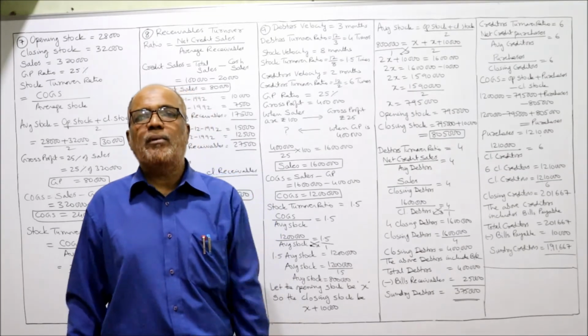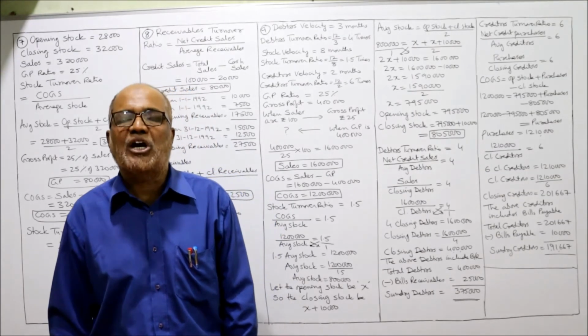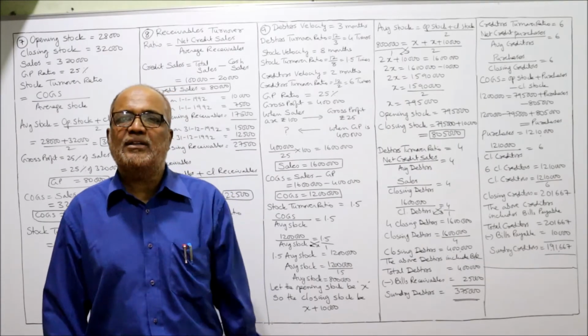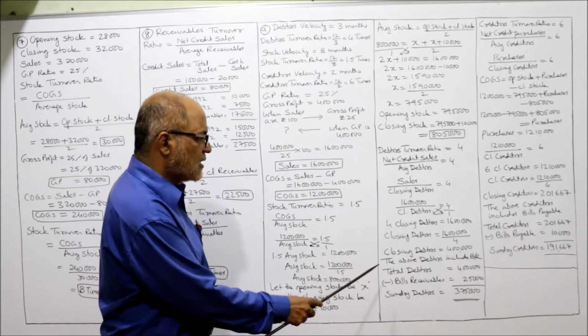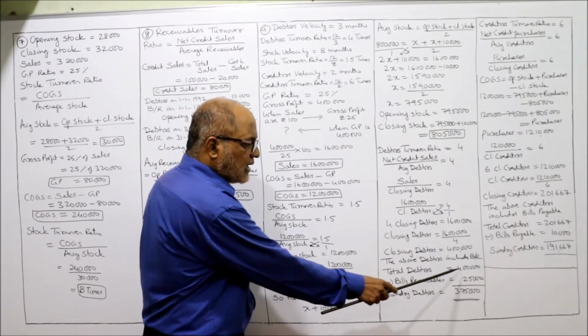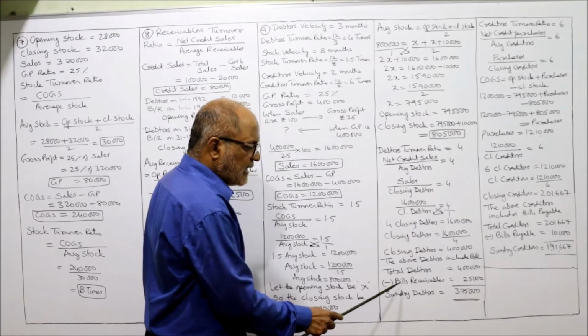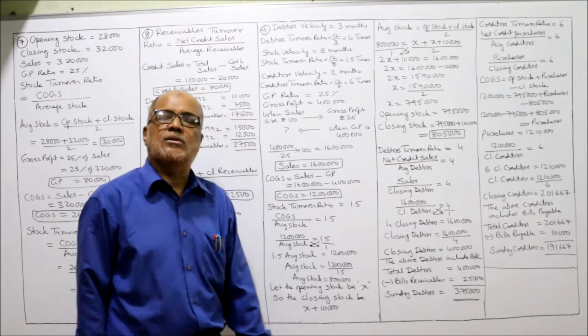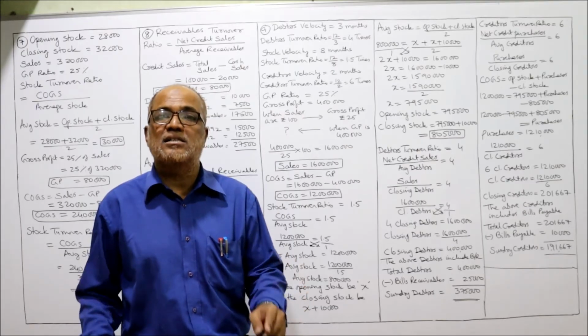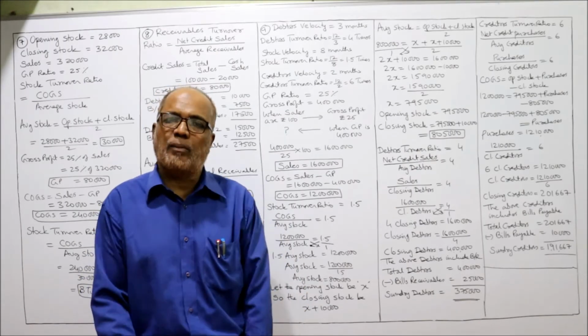So it is given in the problem, bills receivable are 25,000. It is given in the last sentence. So we deduct 25,000 from total debtors, because the above debtors includes bills receivable. So total debtors we got 4 lakh. From that we deduct bills receivable 25,000. So remaining 3,75,000 are the sundry debtors. That's what we have to calculate in the problem.